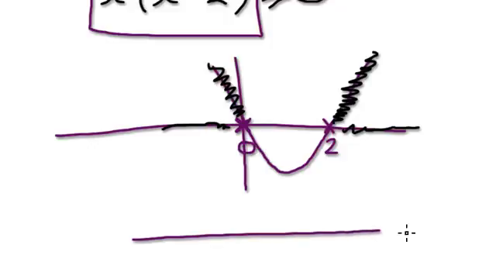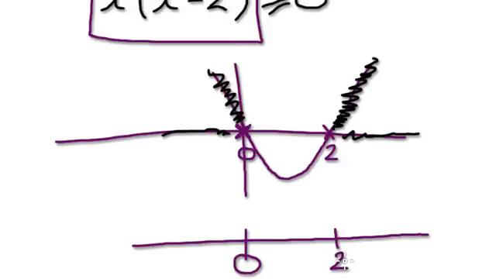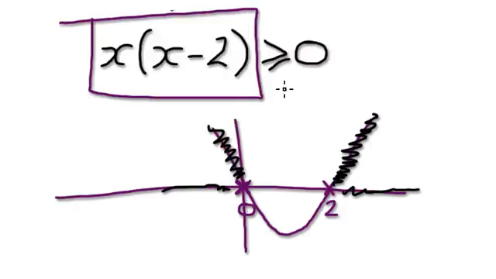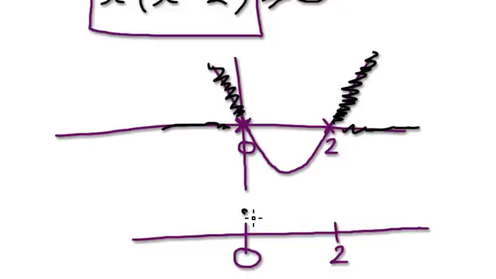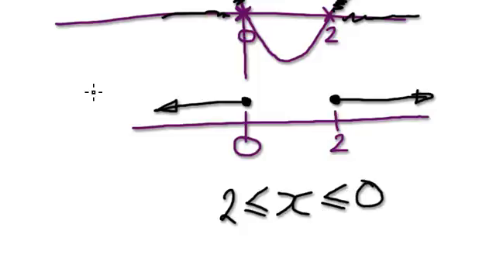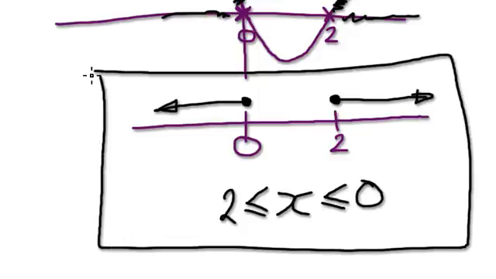So let's say your number line looks like this: 0 here and 2 here. And this is not strictly bigger. It could be bigger or equal to. So we can include the 0, and we can include the 2, and we want everything on the outside here. Okay. So this would be your diagram, or you can translate it to this: x has to be bigger or equal to 2, or less than or equal to 0. So here, this here would be your answer. Okay.